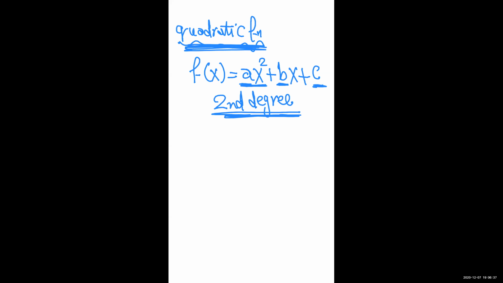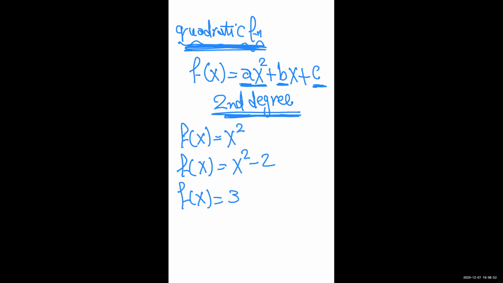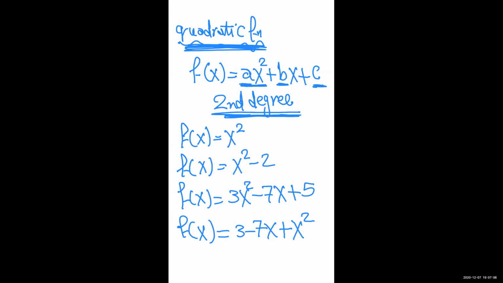Some examples about this one. Simplest one, f of x equals x squared. F of x equals x squared minus 2. F of x equals 3x squared minus 7x plus 5. On all this type of questions, or even f of x equals 3 minus 7x plus x squared, whatever the order, I don't care. I'm looking for the highest power. Here, x squared.